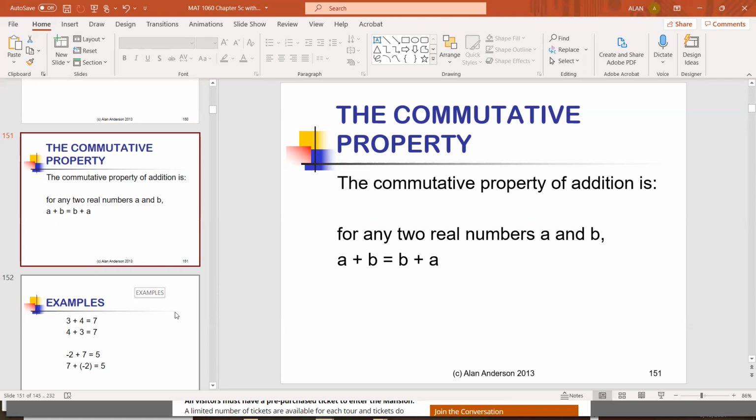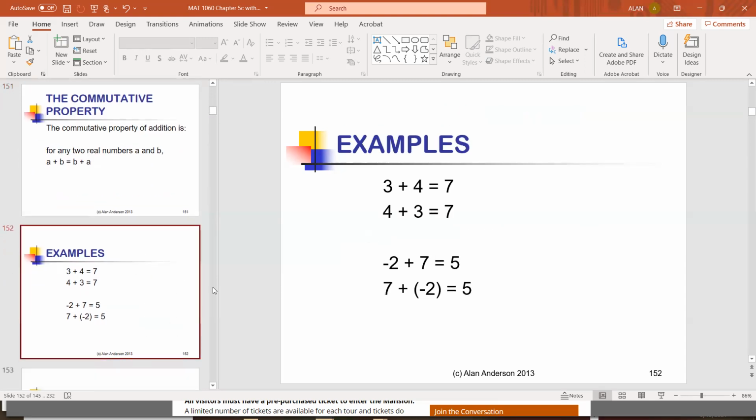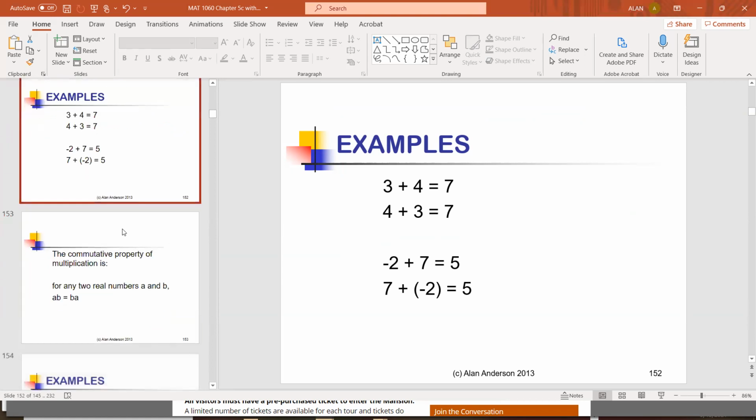All right, so here are some quick examples. And by the way, this applies to both positive and negative numbers. Obviously 3 plus 4 and 4 plus 3 are the same. -2 plus 7, 7 plus -2. So you can see clearly the order in which I add numbers is not relevant. I can say the same thing for multiplication.